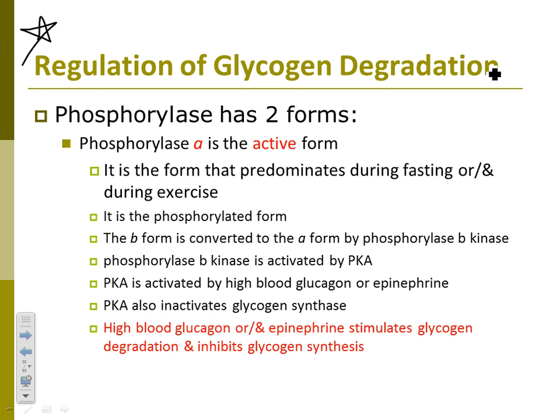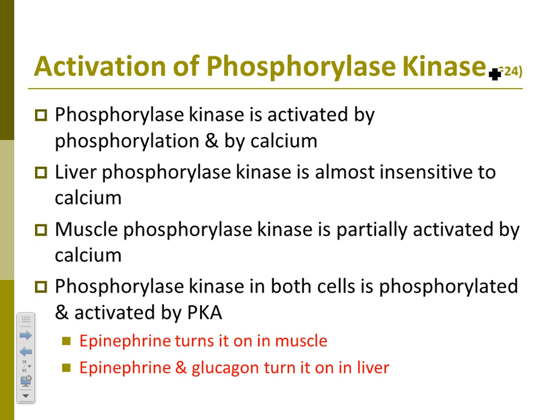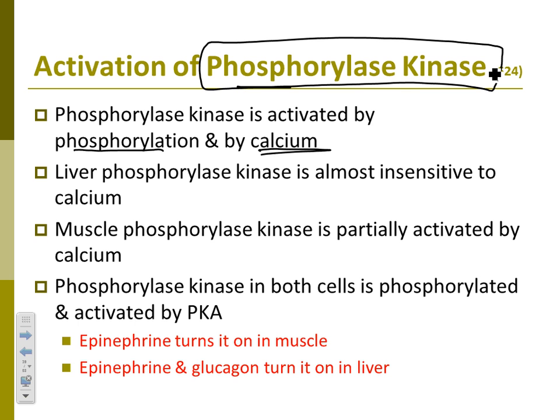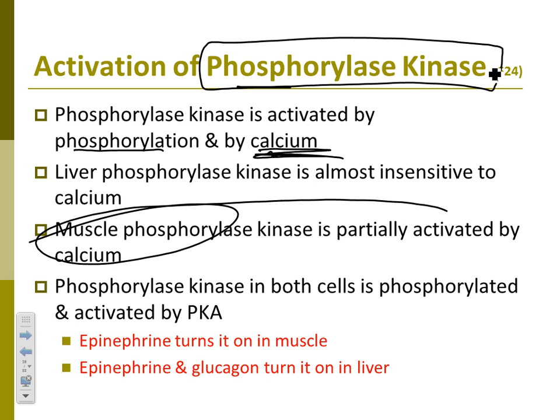So I talk about this in the other video. The main thing to know about phosphorylase kinase comes up in a couple questions. It's both phosphorylation and calcium. Calcium mainly in the muscle. Liver doesn't really care about calcium. So pKa is the activator.